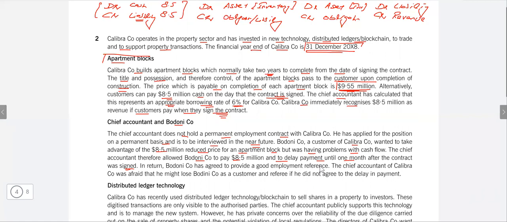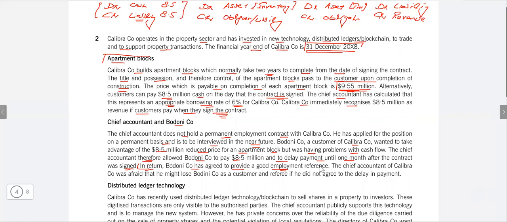In return, what in exchange will he be getting? Bodani company has agreed to provide a good employment reference. The chief accountant is currently not permanently employed and is yet to be interviewed, so he needs the references to get employed permanently. Bodani company is actually saying that if you delay the payment for us by 1 month, we will be giving you the favor back in terms of the reference.